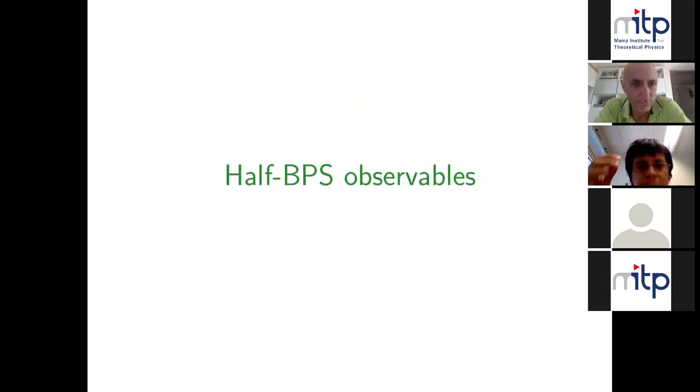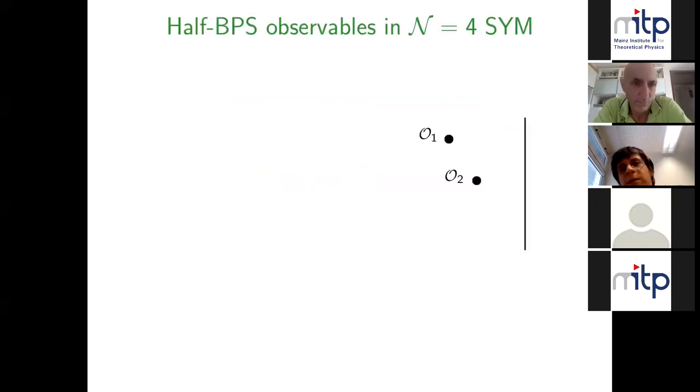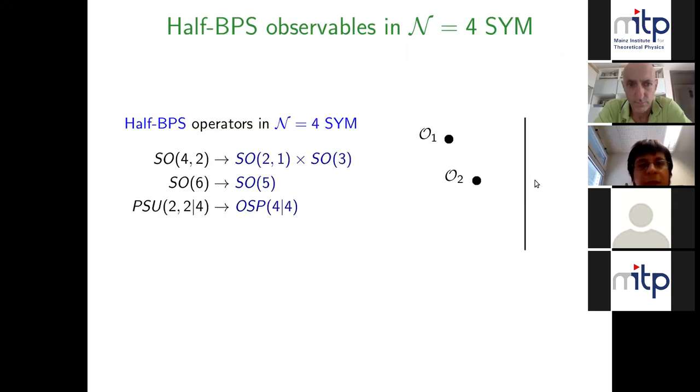Today we're going to study half-BPS observables in N=4 super-Yang-Mills. Observables in this talk means both local objects, local operators, but also extended objects, or defects. The half-BPS in the title is because we're going to consider a special class of operators, both local and extended, that preserve half of the supersymmetry of the configuration.